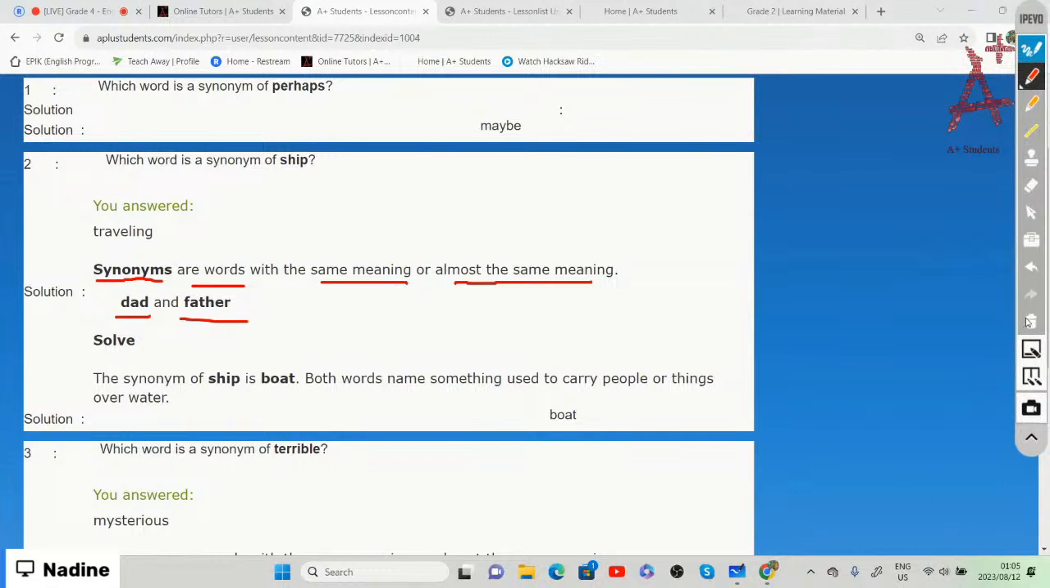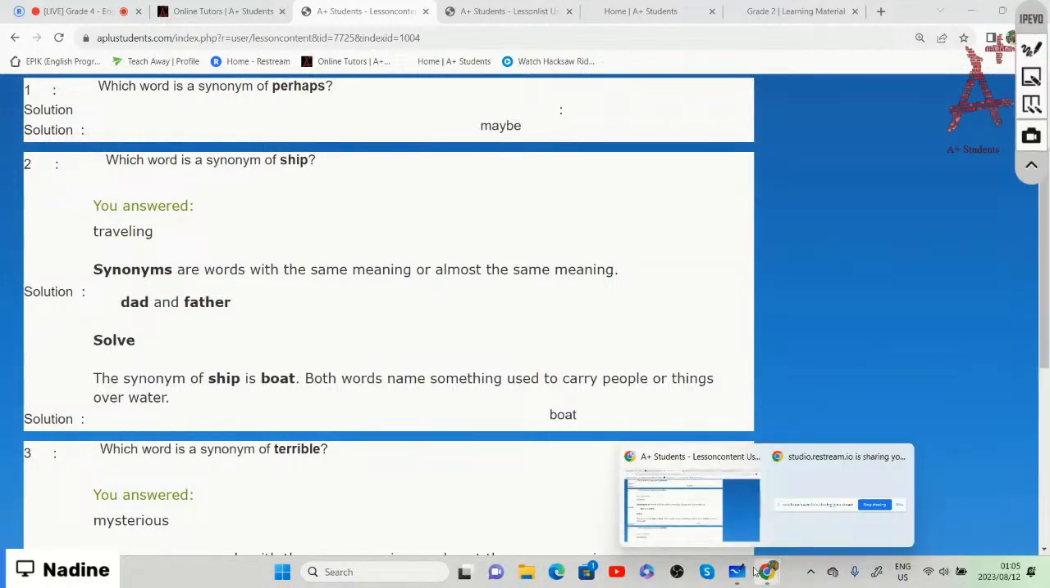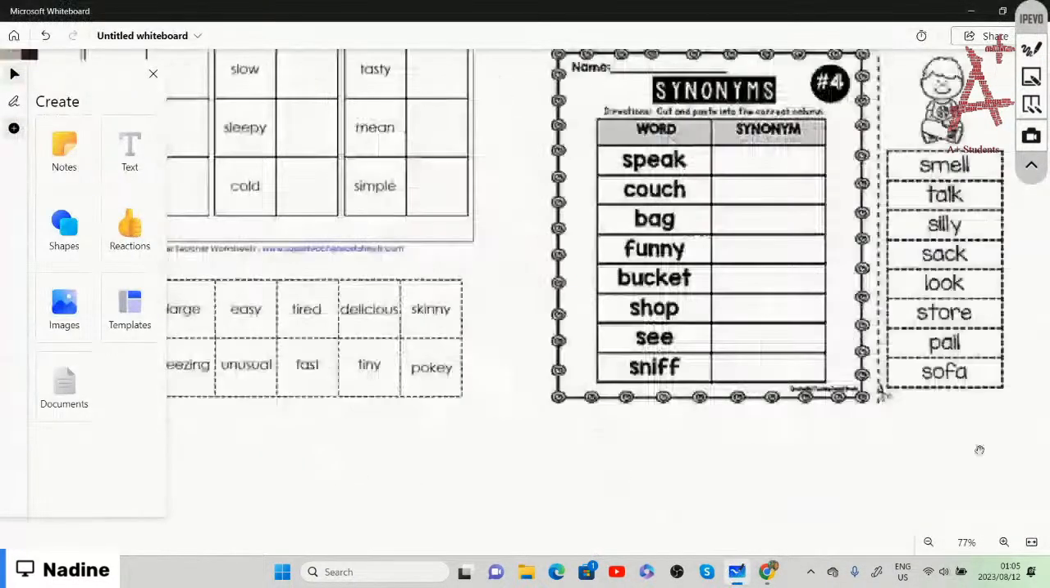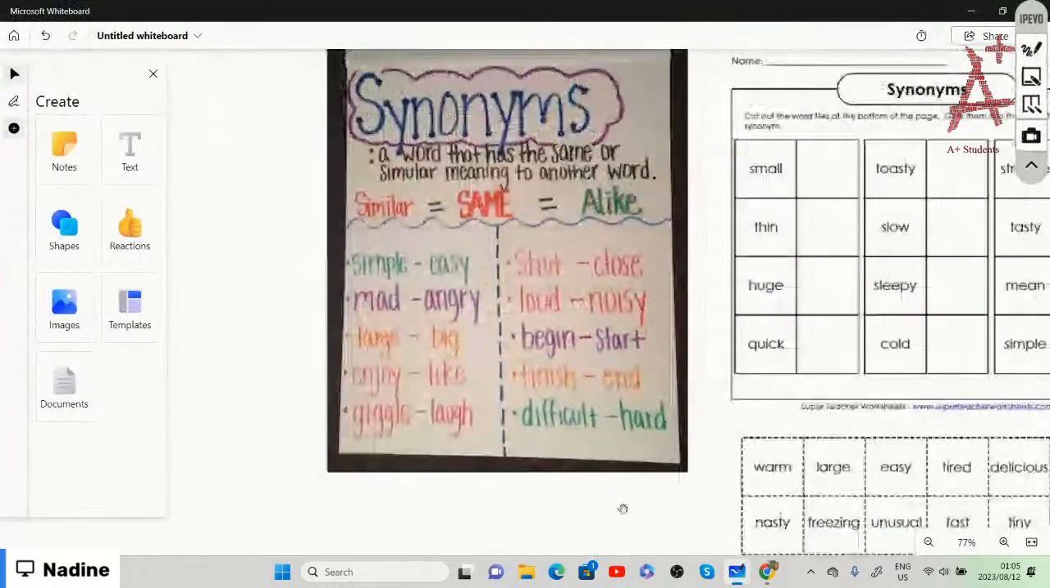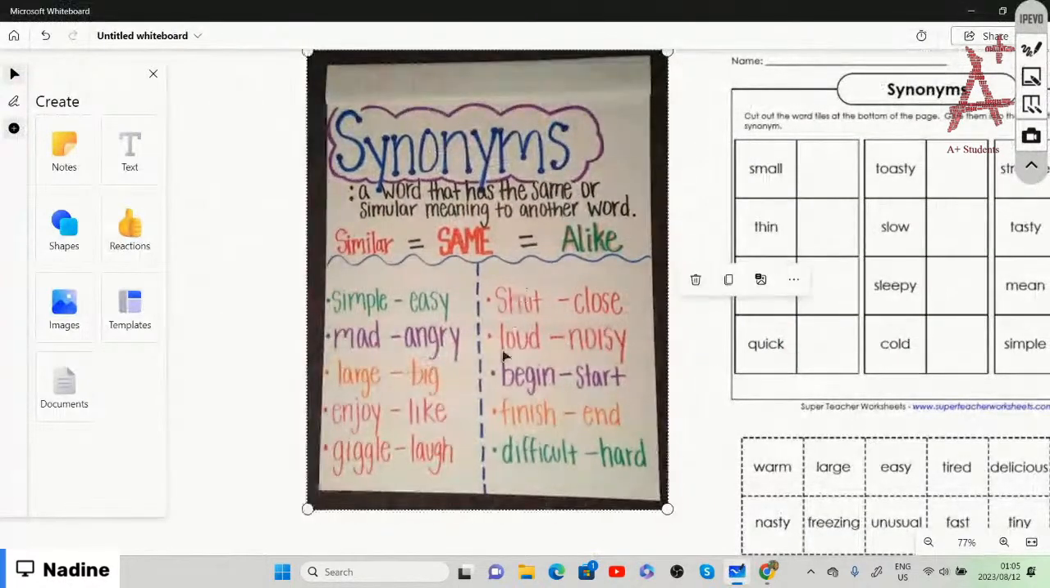If we go to, let's go to our whiteboard. All right, so here we also have a little description of what a synonym is. So synonyms are a word or words that have the same or similar meaning to another word. So similar means the same or alike. So it can either be a similar word, the same word, or a word that is almost alike.